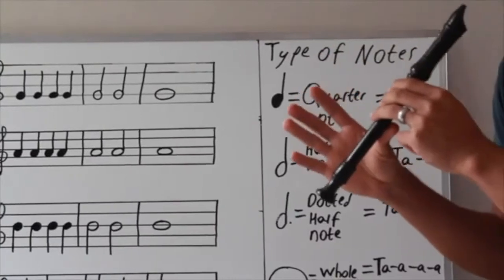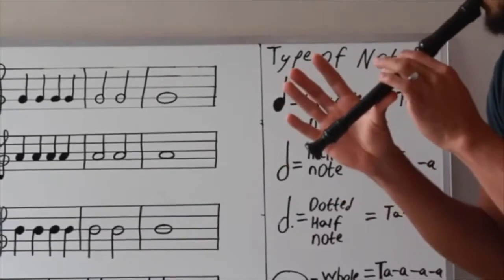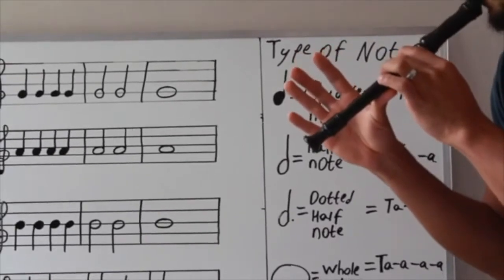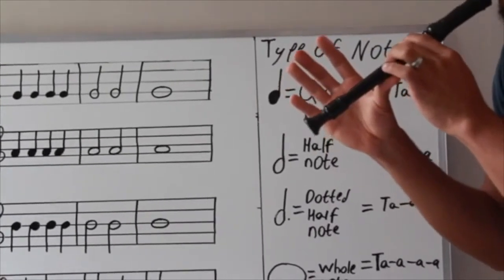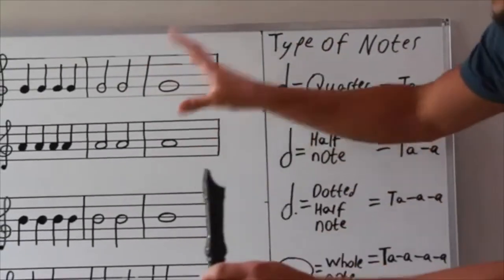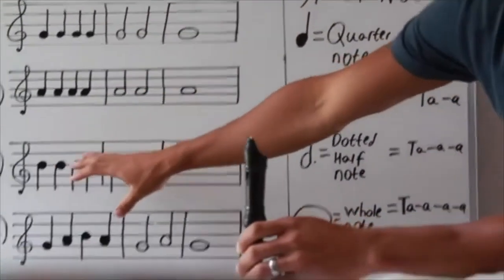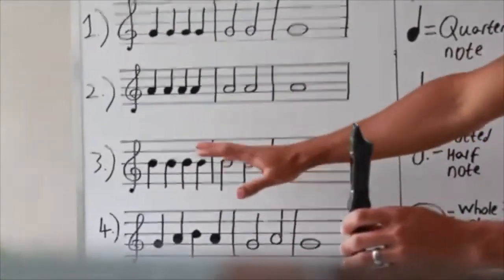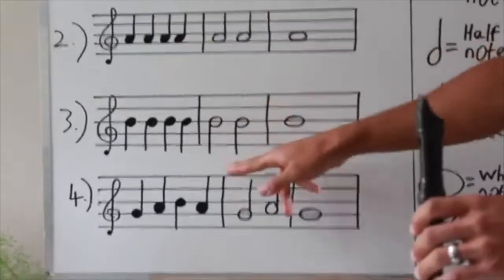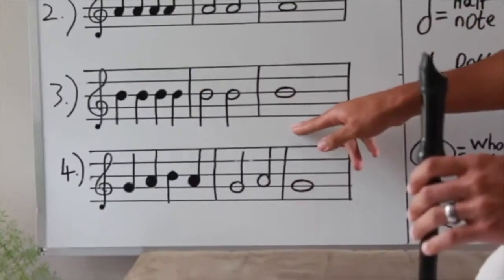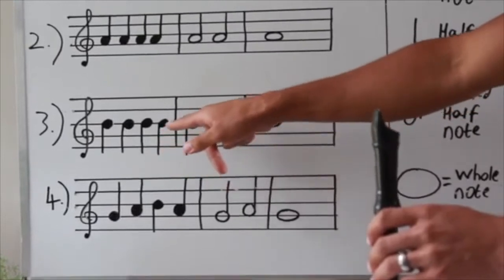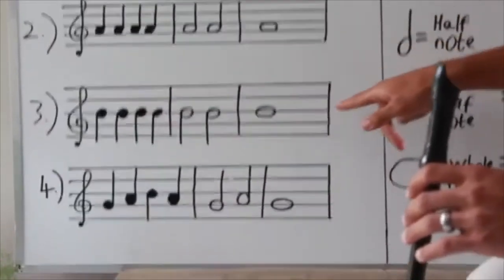Line number 2, let's go. If you've done that, that is awesome. Let's try line number 3. So same thing, the rhythm is the same. Still 4 quarter notes, 2 half notes, 1 whole note. But the only difference is we are on line number 1, 2, 3. All the notes are on line number 3.